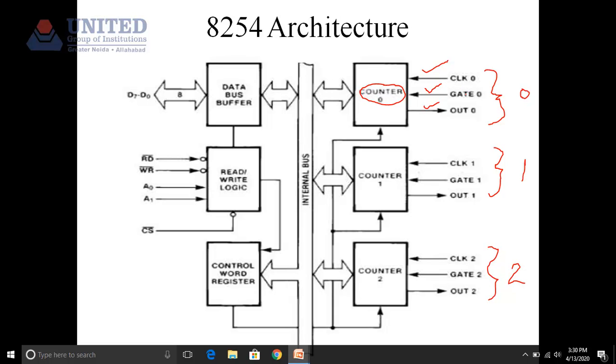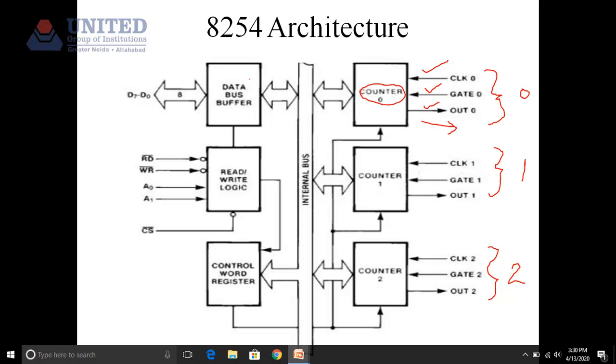Gate pulse is a command signal from the microprocessor to start the counting, and once the counting is done, it informs the microprocessor by an output signal, that is out. So clock 0 means clock pulse of counter 0, gate 0 means of counter 0, and out 0 means the out signal of counter 0. Accordingly, 3 signals are there in each of the counters.